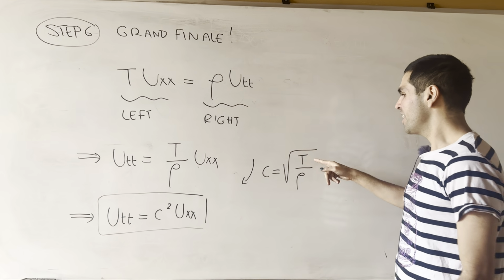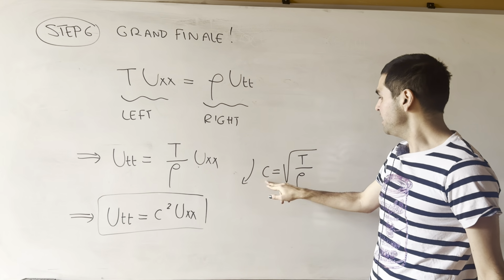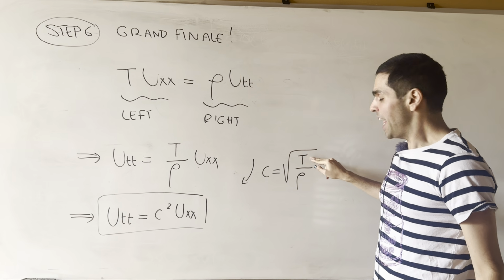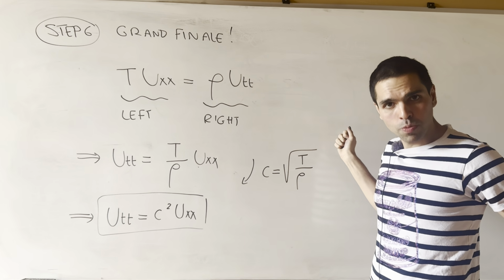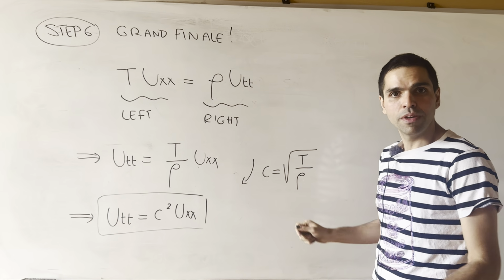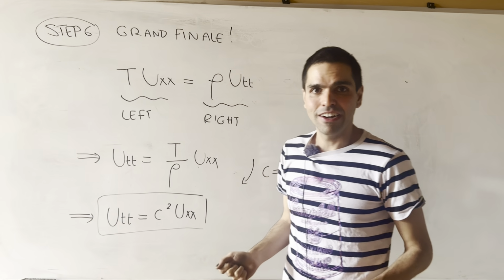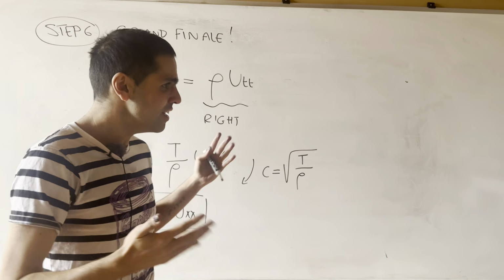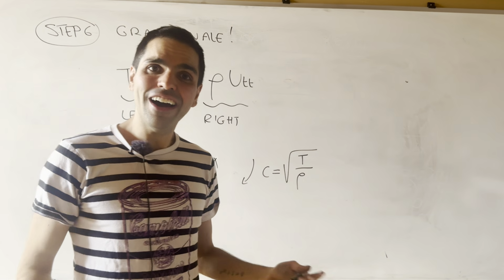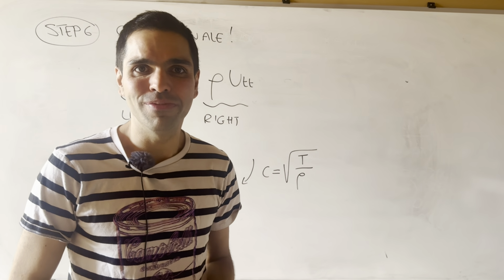And the cool thing is, this also gives you an interpretation of c, because if the tension is bigger, that speed gets bigger, and if the density is bigger, then the speed is a bit smaller. Like, think of a very heavy wave. All right, now we can finally use the wave equation in the next videos. We'll try to solve them and interpret them.